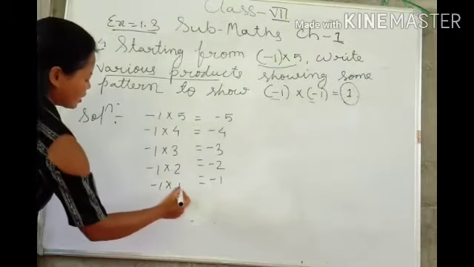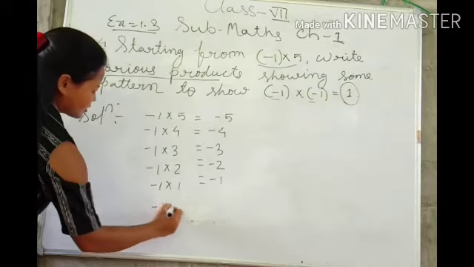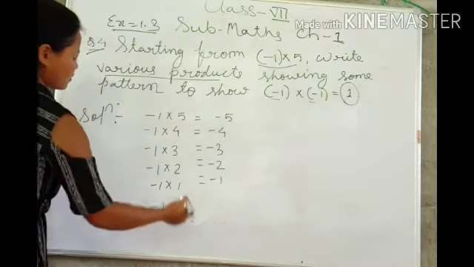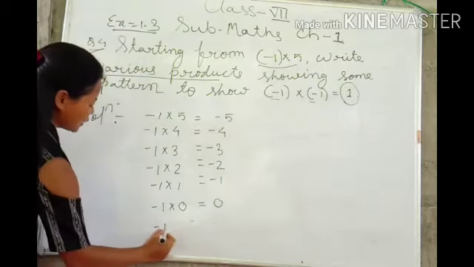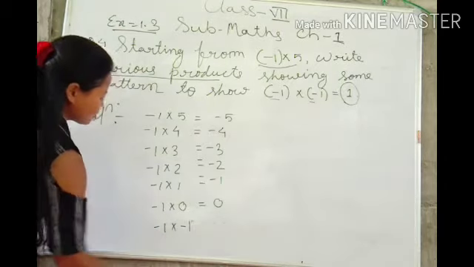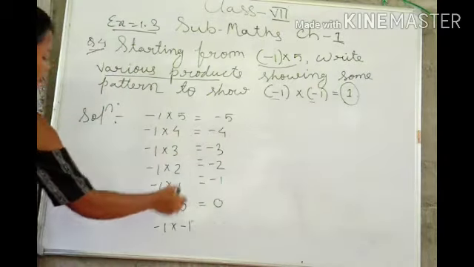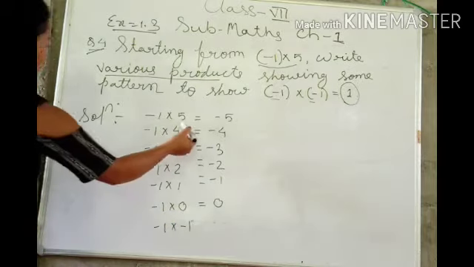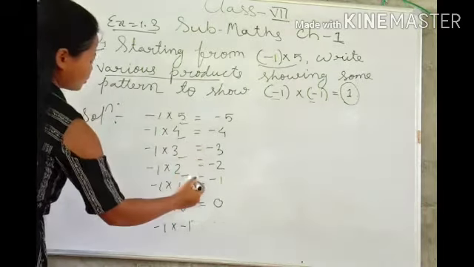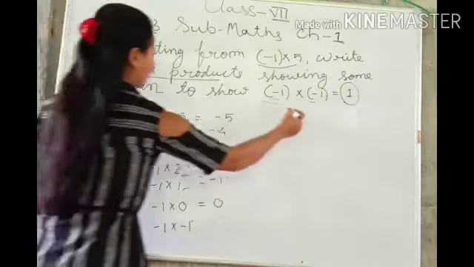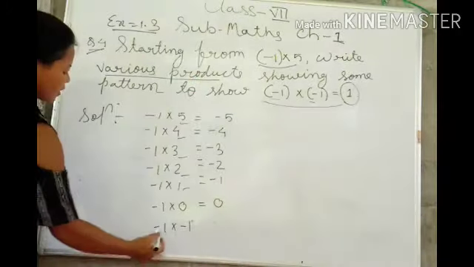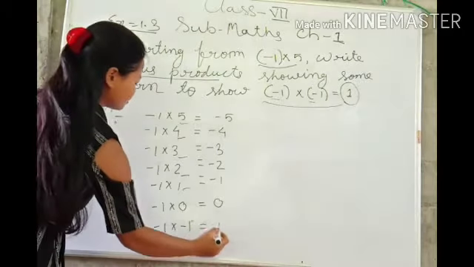Now after 1, what is the number? 0, isn't it? Before 1 comes 0. So -1 into 0 is 0. Now the next number will be what? -1, because these are going in a decreasing way. First 5, then 4, then 3, 2, 1, then 0 and -1. Now we got this. What is this? -1 into -1 equals 1. So this is the pattern.